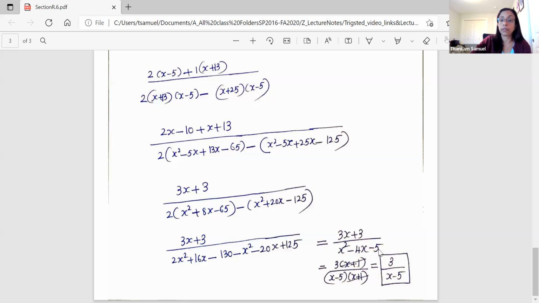We know that the product is negative 5, and when you add negative 5 and positive 1, you get negative 4. Once you get the numbers, you can directly write the factors as x minus 5 and x plus 1. Now you can cancel the factors x plus 1 from the numerator and the denominator. So the final answer is 3 over x minus 5.